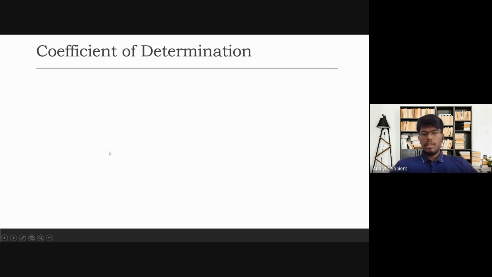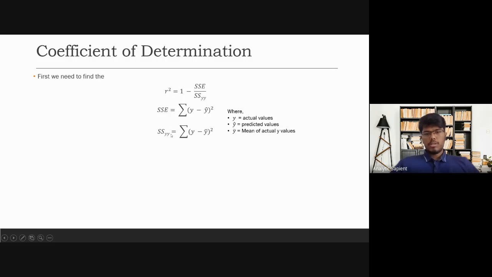Well, let's just see the formula for the R square. This is the formula: R square equals 1 minus SSE by SSYY. Now, as told, sum of squares error is y minus y prediction, and sum of squares of y is y minus y average. Now let's just see y average as well.